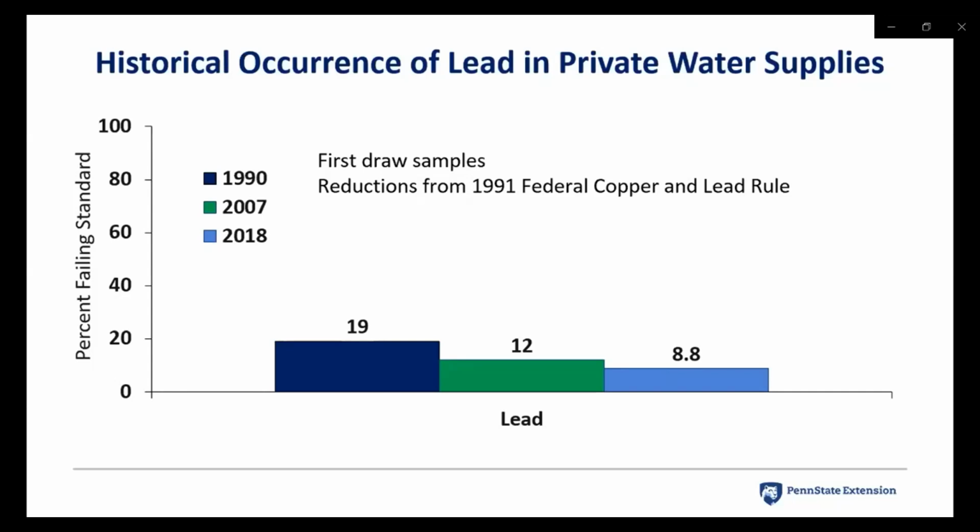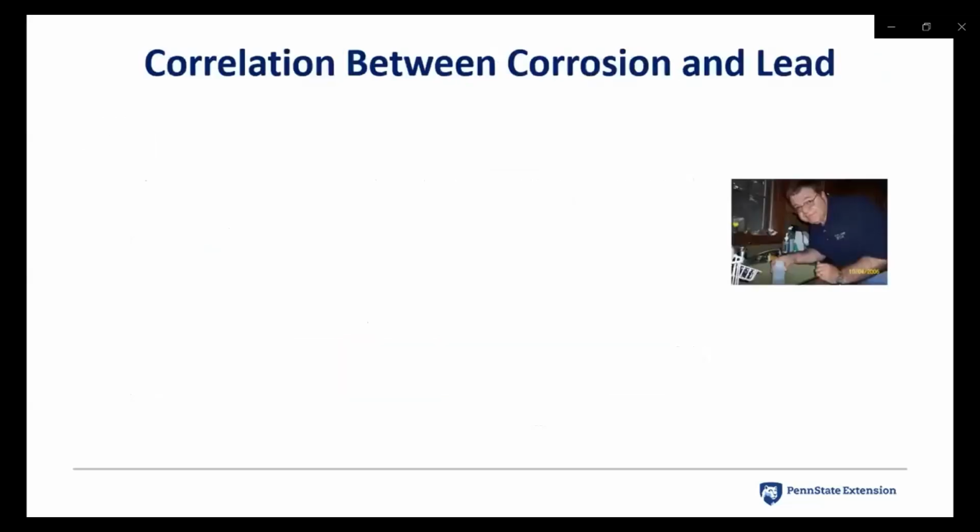And most of that can be related back to the reductions from the federal copper and lead rule, because even private water systems now could not have lead solder in them. They had to reduce the amount of lead in the fixtures, just like you would with public systems. So everything that went into effect for municipal systems also started to affect private systems and help to reduce the lead concentrations even in private water supplies.